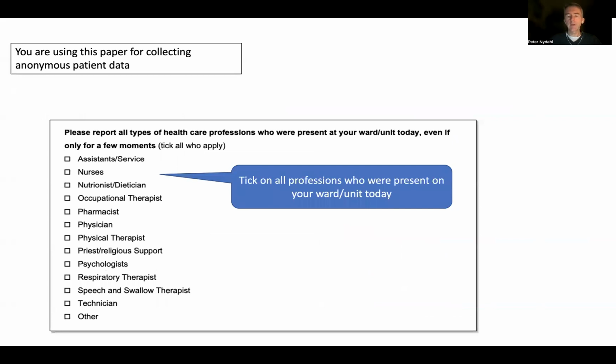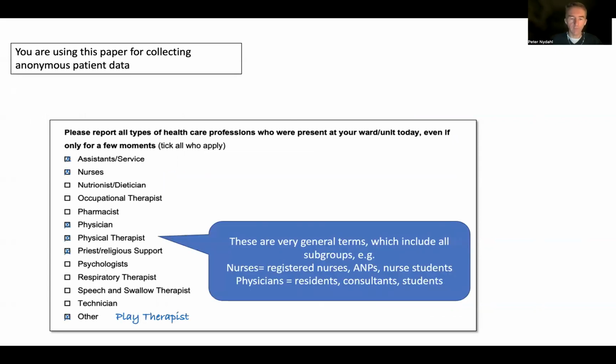And then in the evening, you tick all professions who were present on your ward or unit during the day. For example, nurses, nutritionists, occupational therapists, physicians, and so on. Of course, these are very general terms, and nurses and physicians include all subgroups. For example, nurses are registered nurses, ANPs, nurse students. Physicians can be residents, consultants, students, and so on.